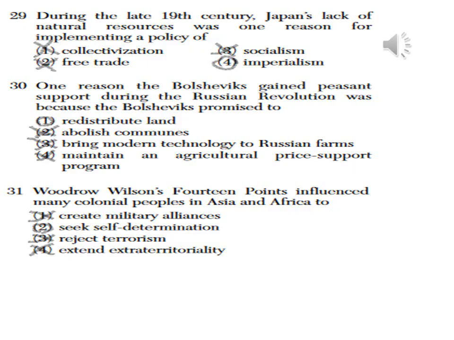Right. Question number 29. During the late 19th century, Japan's lack of natural resources, and as you know, Japan doesn't have a lot of natural resources. It is an island. So, Japan's lack of natural resources was one of the reasons for implementing a policy of what?